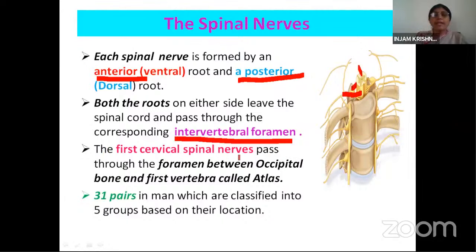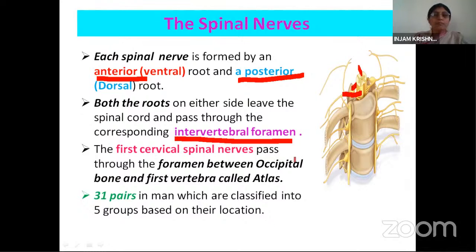The first cervical spinal nerves pass through the foramen between the occipital bone and the first vertebra called atlas. Here I am not able to show you, but our spinal cord starts from the atlas. That vertebra is called atlas. Why do we name it as special? Because here that atlas bone is able to move. That's why we are able to move our neck. It is the special character.